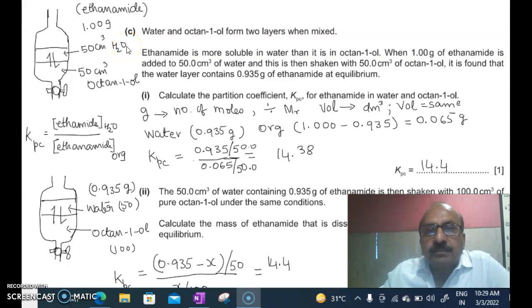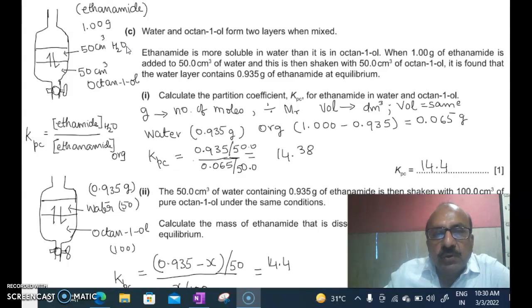Good morning. In this video, I'm going to solve a question which was asked in the A-level examination of the winter 2020 paper number 41. So this question is on partition coefficient.